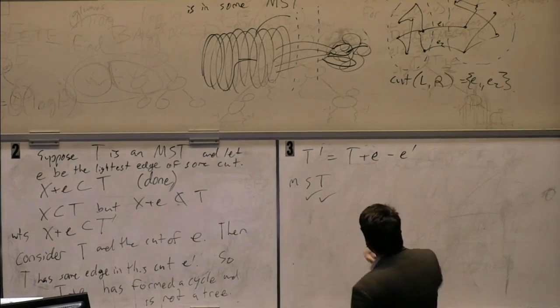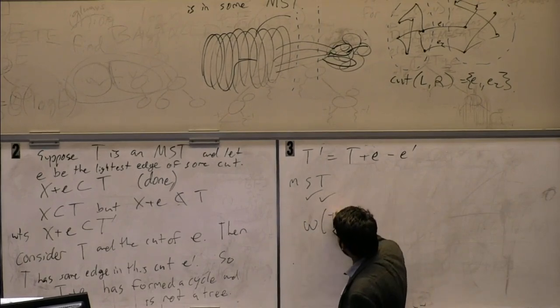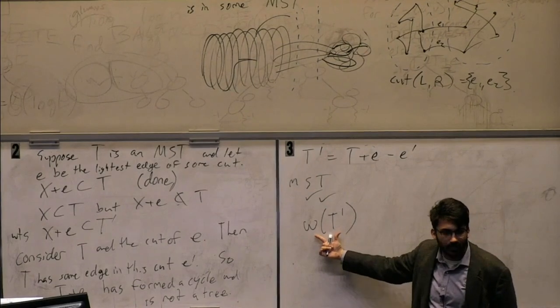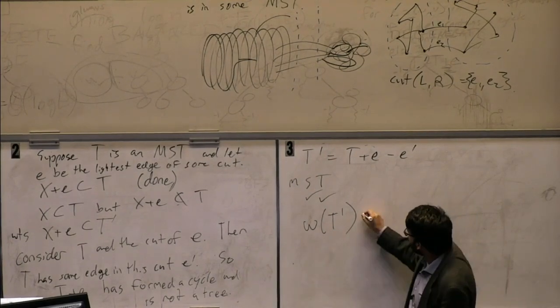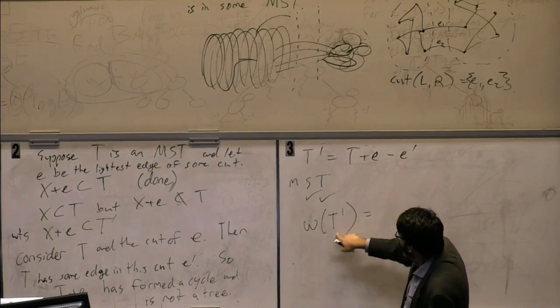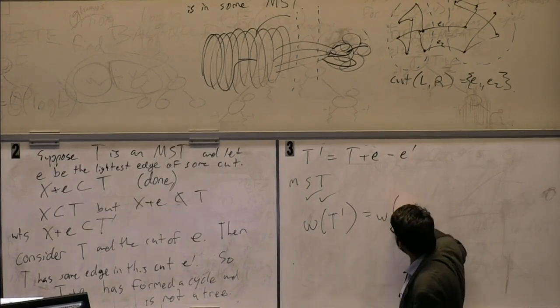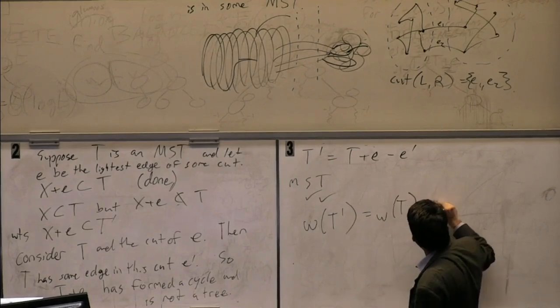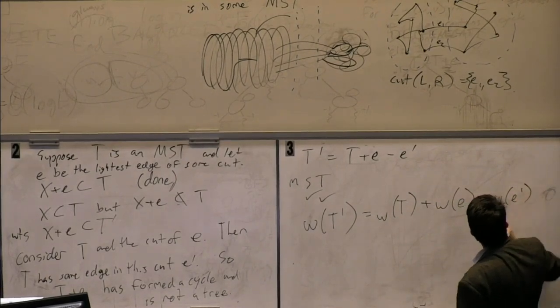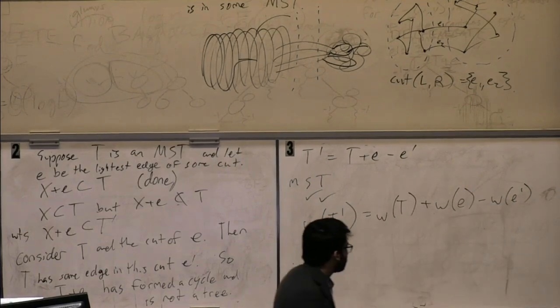What is the weight of T prime? We can actually just simply compute the weight of T prime. And here we mean by weight of T prime the sum of the weights of its edges. If T prime is equal to T plus E minus E prime, we know that the sum of the weights of T prime is equal to the sum of the weights of T plus the weight of the edge E minus the weight of E prime. Do we agree?